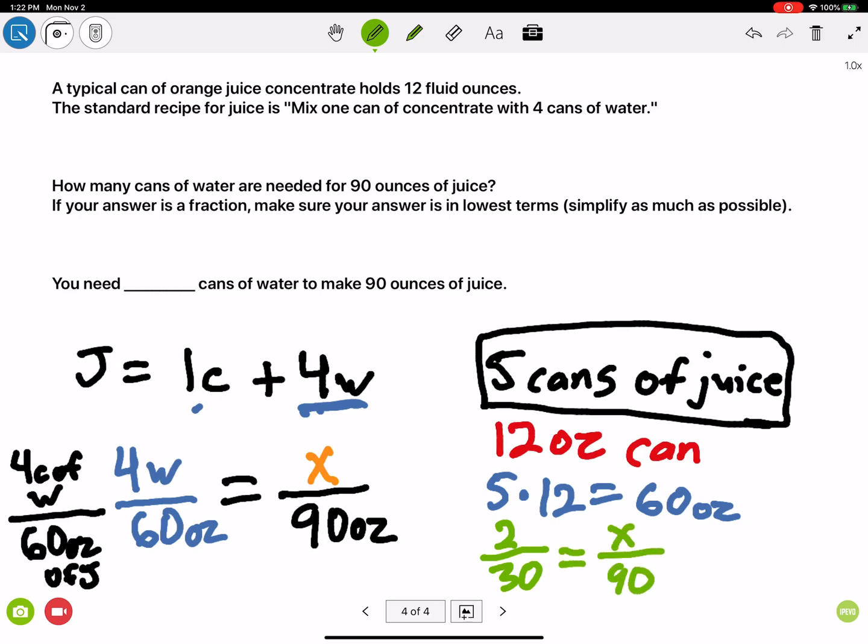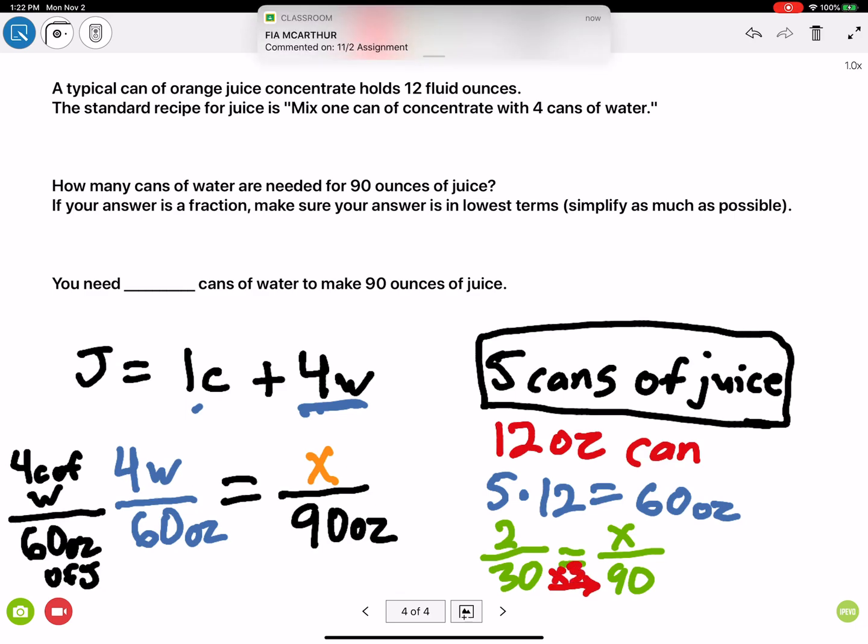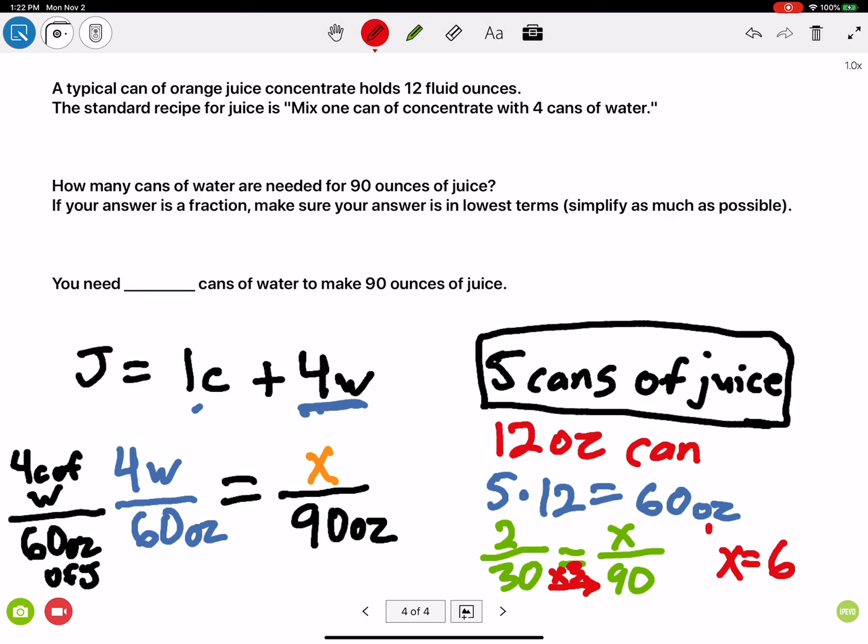equals X over 90. Well, I know that 30 goes into 90 3 times. And I know that 2 is going to go into X 3 times. So then X equals 6. So there's 6 cans of water involved to get 90 ounces of juice.